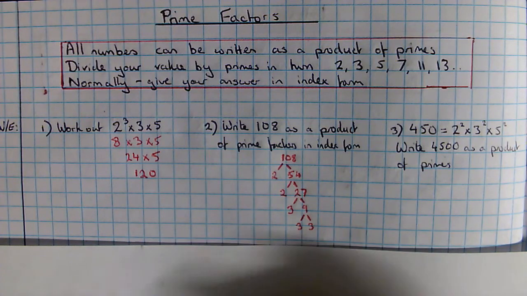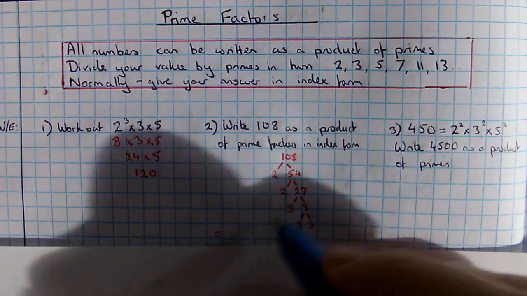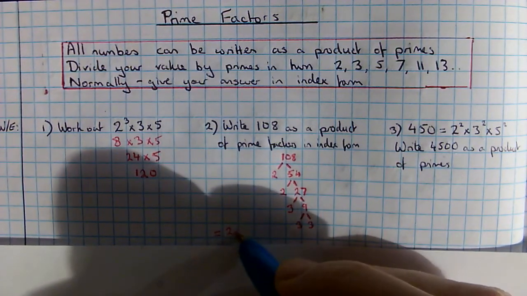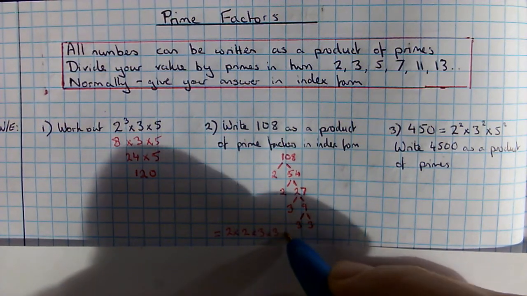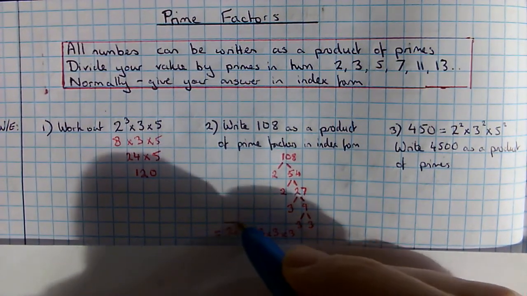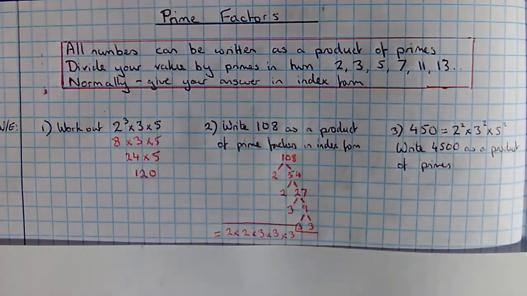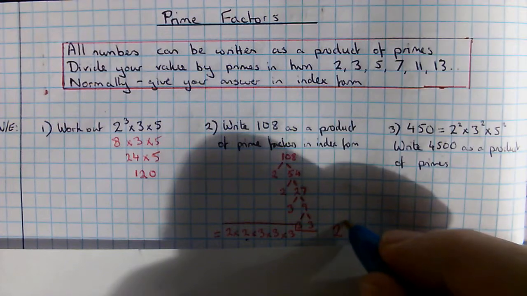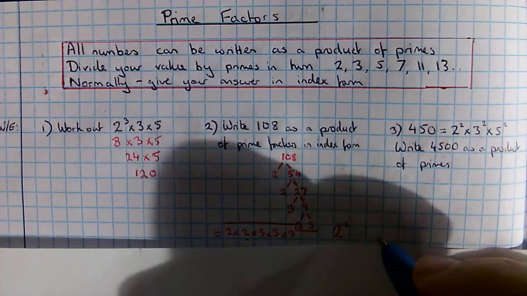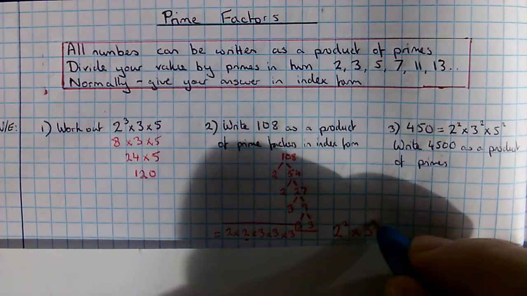So I can write 108, and you do need to write this out in an exam, equals 2 times 2 times 3 times 3 times 3. Now, if it asked me in the question to write it out in index form, well, 2 times 2 is 2 squared. 3 times 3 times 3 is 3 to the power of 3. So I can write it as 2 squared times 3 cubed.